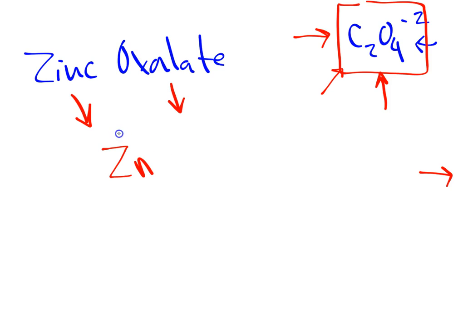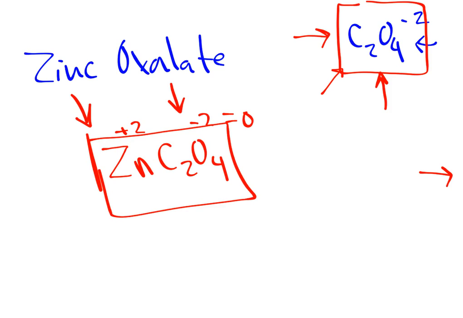Oxalate. Well, what's the charge of zinc? +2. And then oxalate, C2O4. And what's its charge? -2. If these already equal 0, what do you do? Nothing. ZnC2O4. Who had that right? Okay, we're getting closer. We're getting closer.